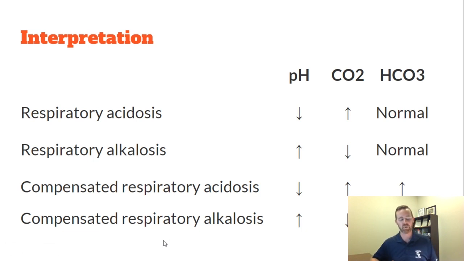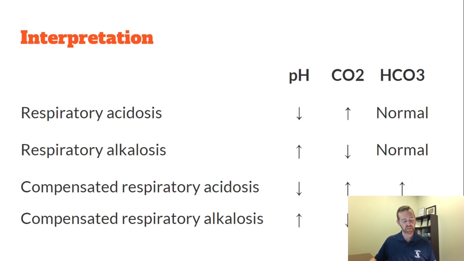So if you can remember that CO2 equals acid, HCO3 equals base, then that will help you. So more CO2 equals more acid, less CO2 equals less acid, aka more alkaline. More HCO3 equals more alkaline. Decreased HCO3 equals less alkaline.